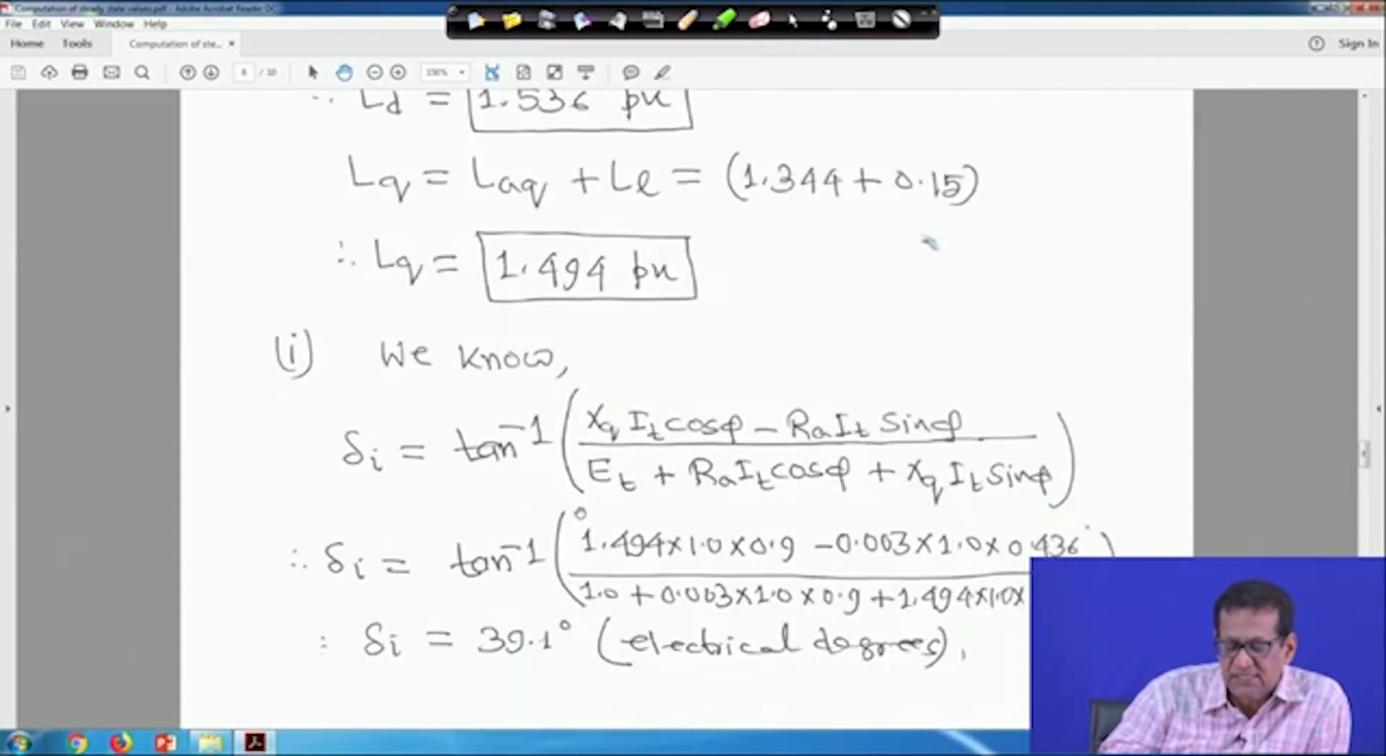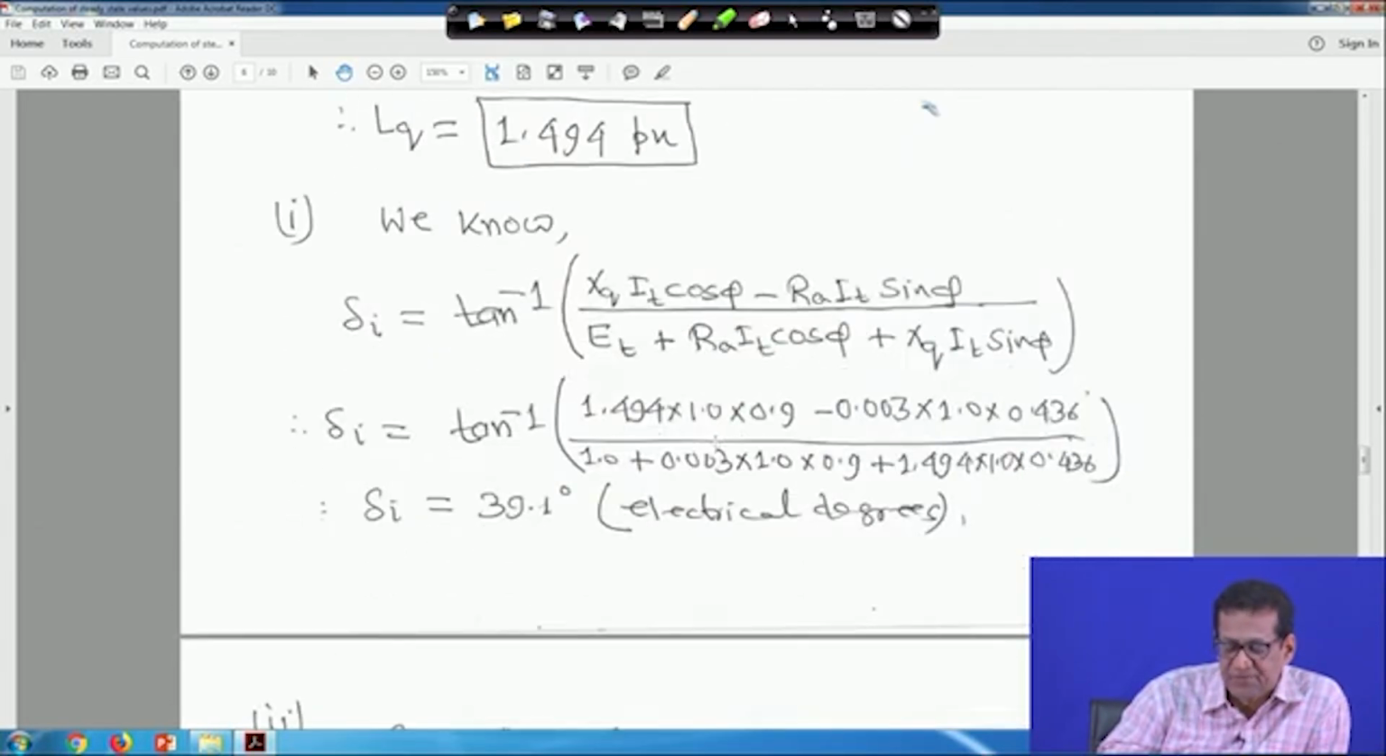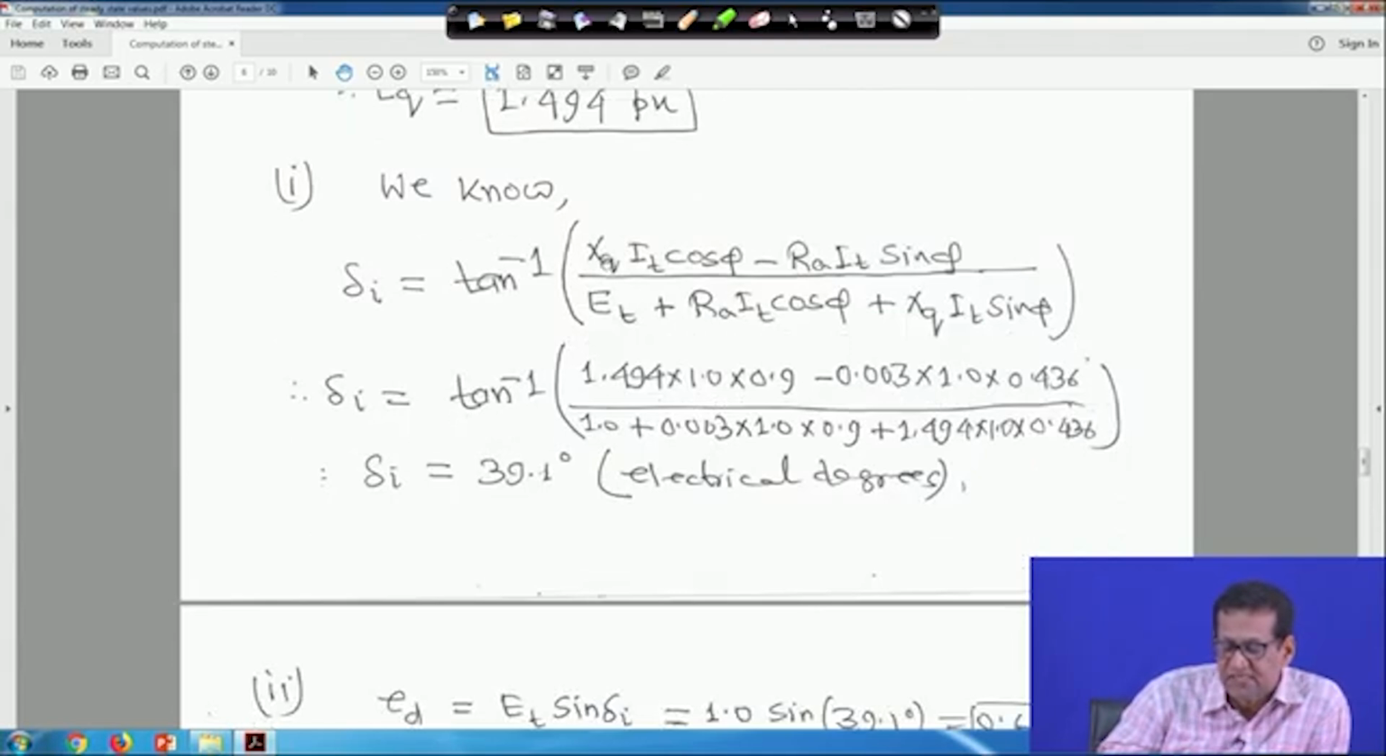Now, first one is internal angle delta I for this. So, we know delta is equal to tan inverse of (XQ IT cos phi minus RA IT sin phi) divided by (ET plus RA IT cos phi plus XQ IT sin phi), right. Now, therefore, delta is equal to tan inverse, XQ is given 1.494, IT is 1 per unit and cos phi is 0.9, it is given. Now, minus RA is given 0.003, IT is 1 and cos phi is 0.9.